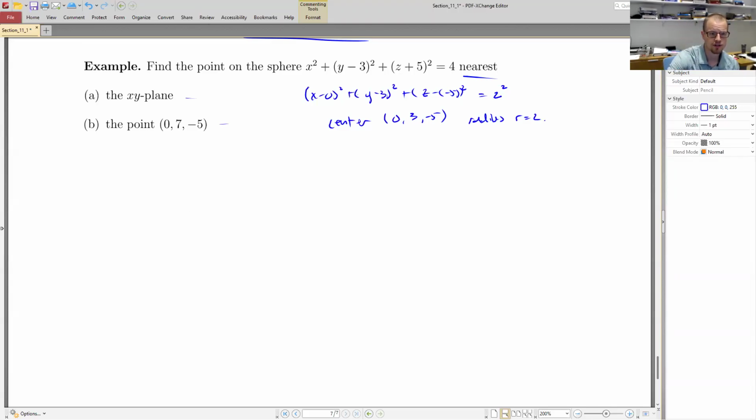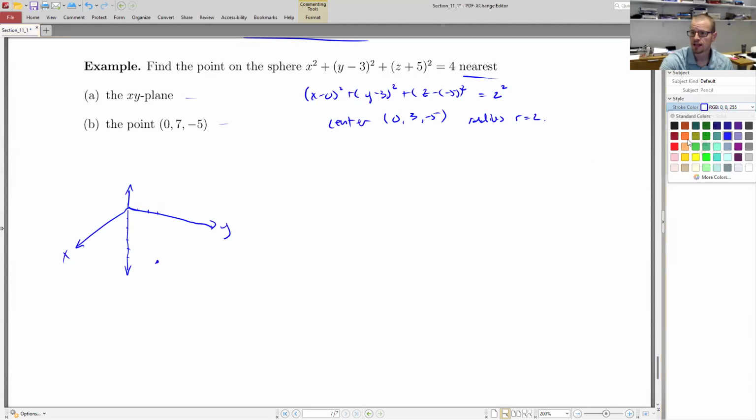So we have z, x, and y here. So I have 0, I'm going out by 1, 2, 3 in the y direction, and in the negative z direction, I'm going down by 5. So 1, 2, 3, 4, 5. So we'll say that the center of the sphere is right there. Now what I'd like to do is put some arrows out to what we want to call the cardinal directions of our sphere.